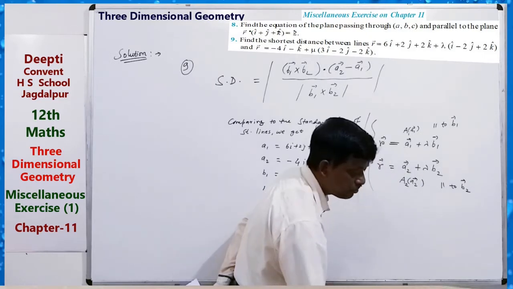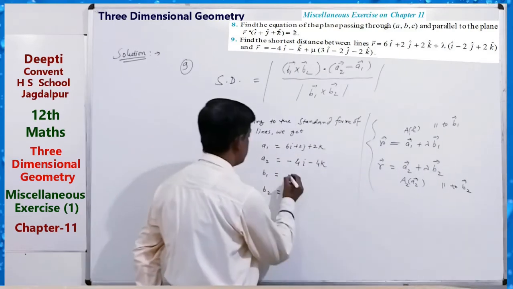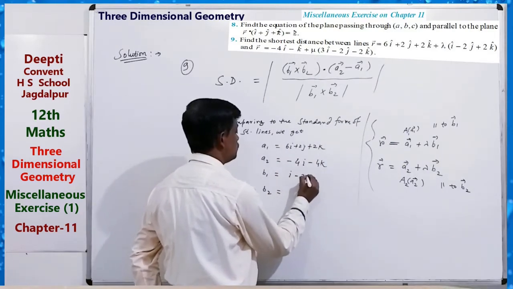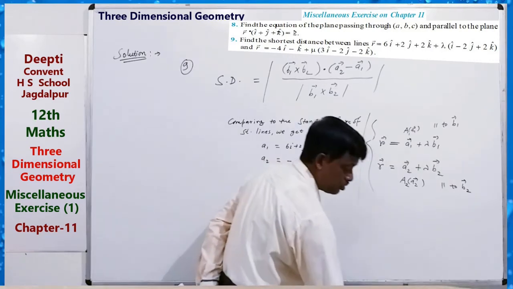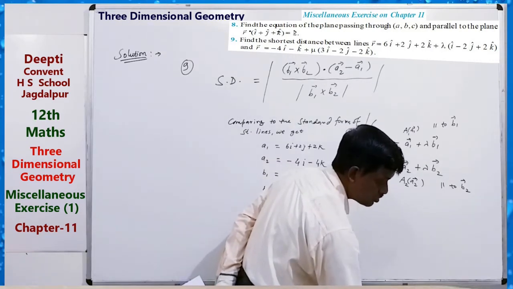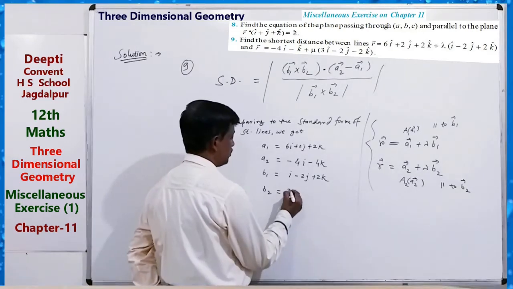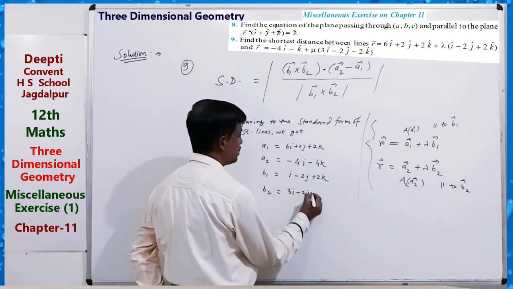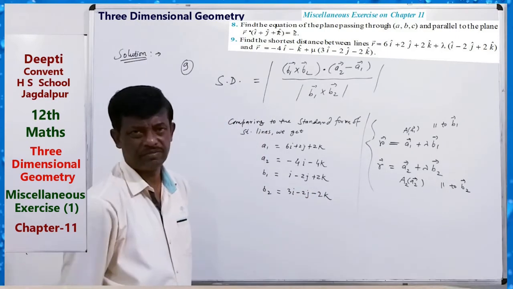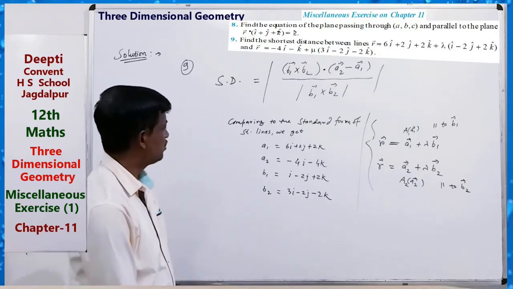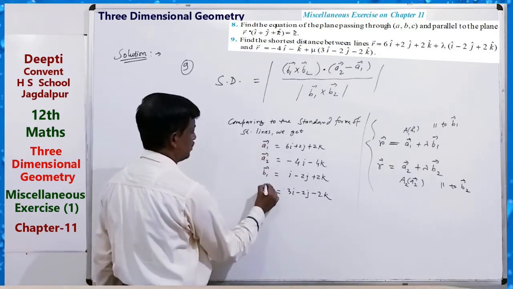And here lambda, mu: 1 minus 2, 2, which is i minus 2j plus 2k. And 3i minus 2j minus 2k. Just compare with this, then you can get these 4 vectors.